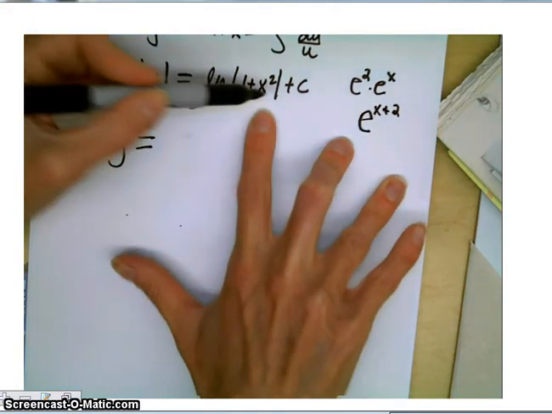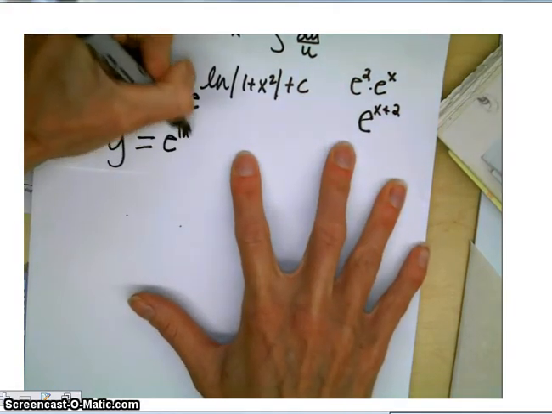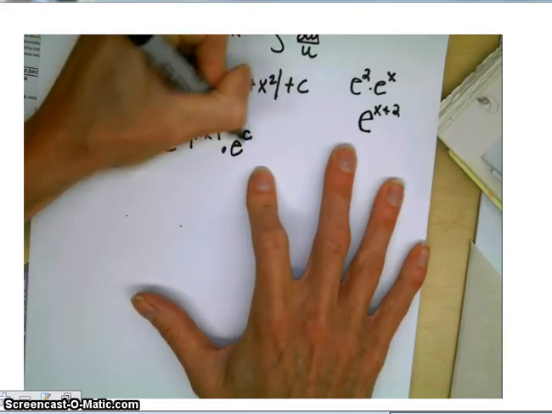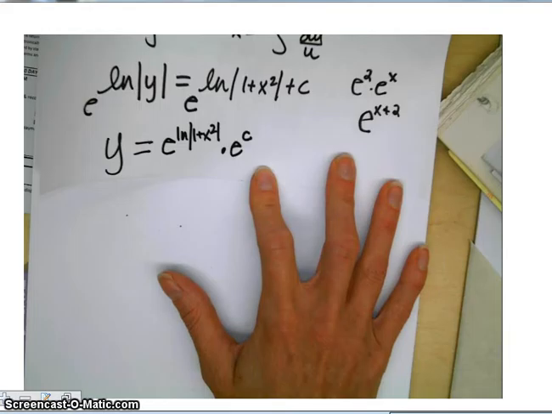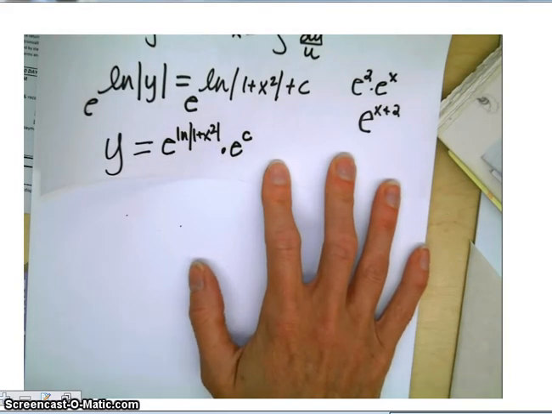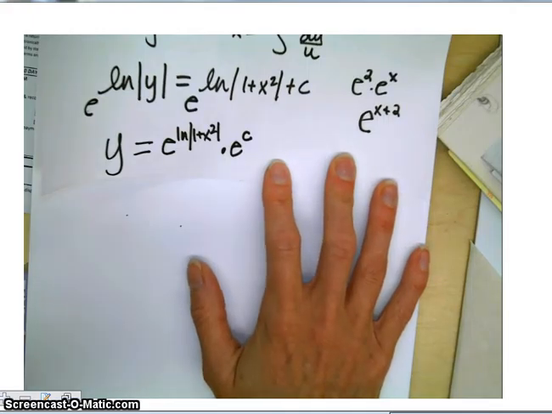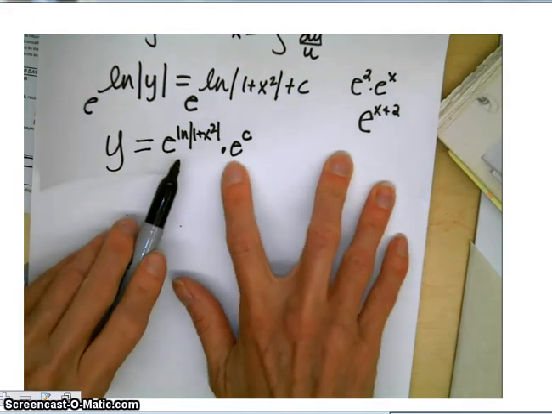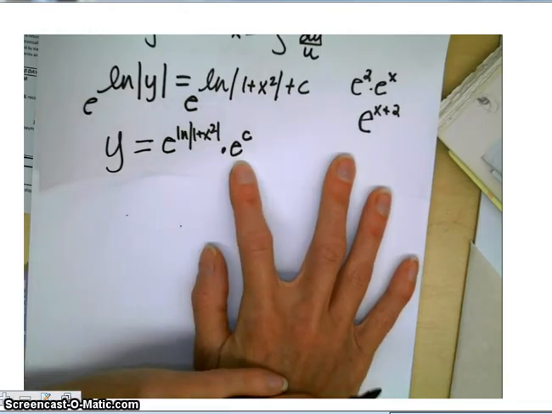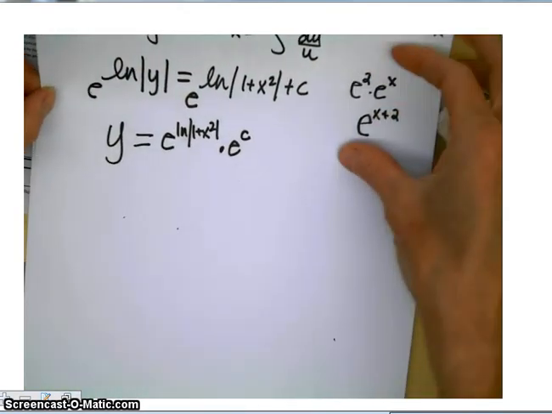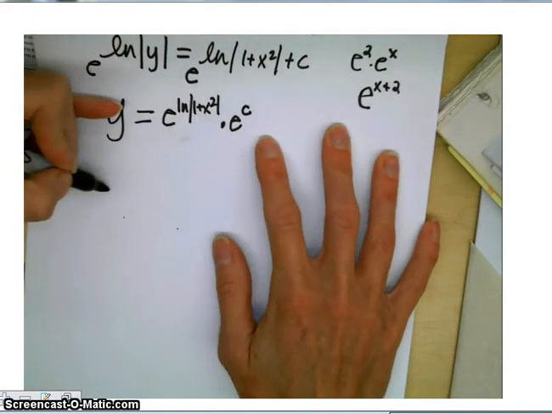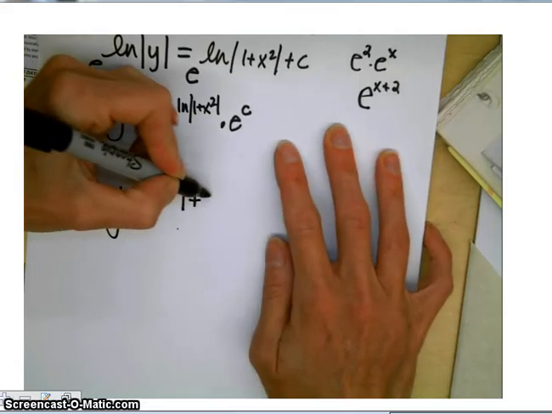So this would be the same as e to the natural log of the absolute value of 1 plus x squared times e to the c. Every time you've got that natural log of something plus c in the exponent of e, before you can cancel the ln you have to separate it and make e the base of the natural log part and the c part. All right, so now what's e to the natural log of 1 plus x squared? It's 1 plus x squared.